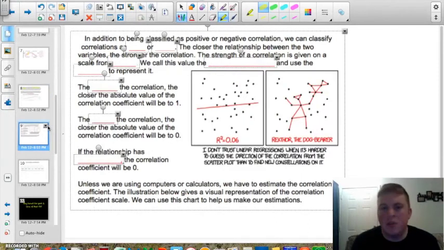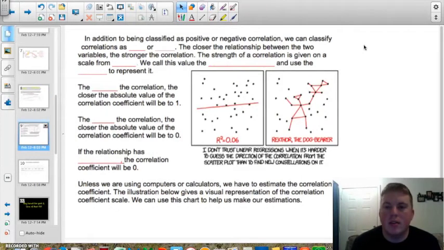All right, in addition to classifying correlation as positive, negative, or no correlation based on its direction, we can also classify correlations as strong or weak. The closer the relationship between the two variables, the stronger the correlation is going to be. Now, the strength of a correlation is given on a scale from -1 to +1, and we call this value the correlation coefficient, and we use the letter R to represent it.